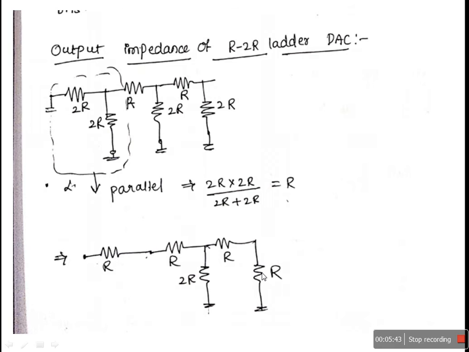The parallel resistor value is 2R and the series resistor's value is R. So the equivalent impedance of this circuit is R. So I am redrawing the circuit again. So here R, 2R, R and 2R.